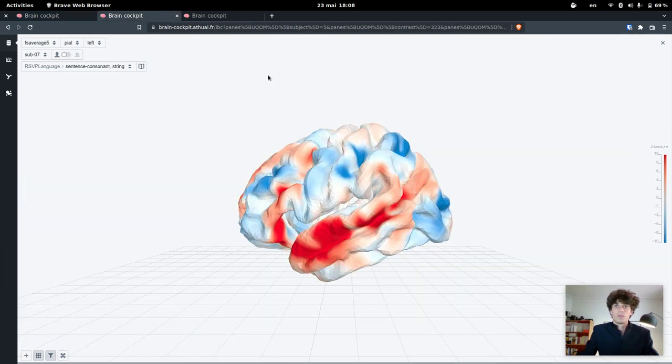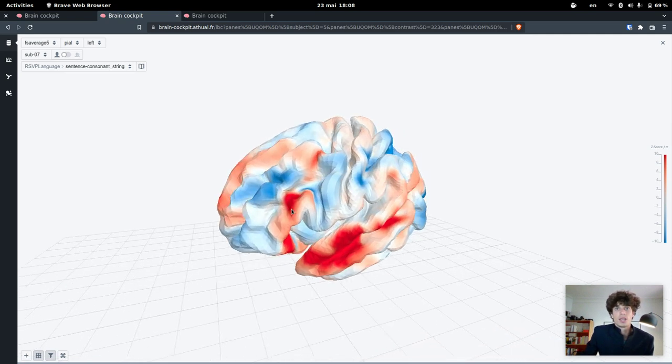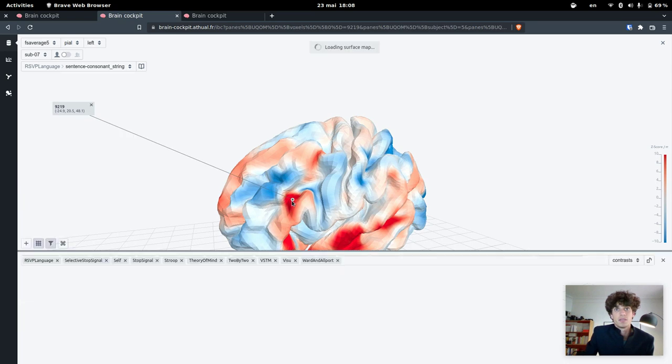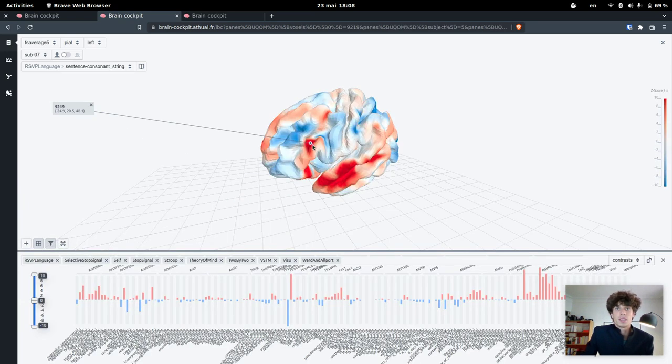I'll just open a new window. Here's one subject, and we have a contrast map here that shows areas which are activated for language. We can click into Broca's area for that specific subject. For the vertex that we clicked on here, we see how it reacted to each and every stimulus of the dataset under study. The big red bars mean that this vertex was particularly activated. The big blue bars mean it was significantly deactivated.